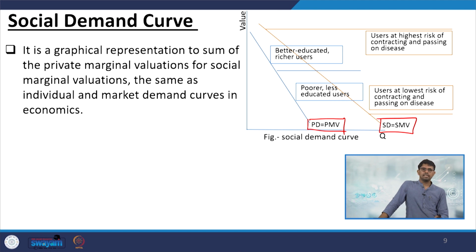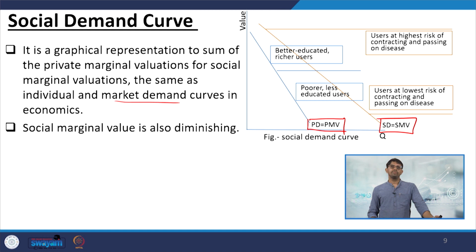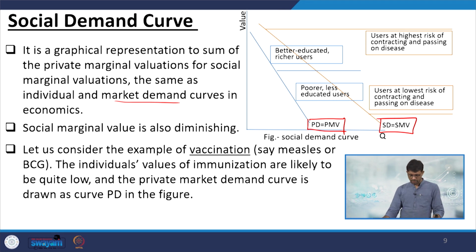So, basically it is the individual addition of all successive demanders and their demand or their marginal valuations, defining the social demand as against the private demand. It is similar to the context of market demand curve as against the individual demand curve in economics. Social marginal value is also diminishing with the rise in the access of any service or quantity, except some particular services. There are some exceptions we used to study in demand theory.